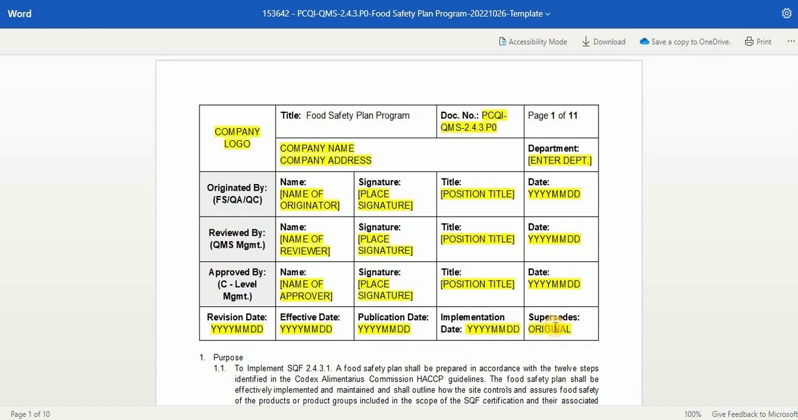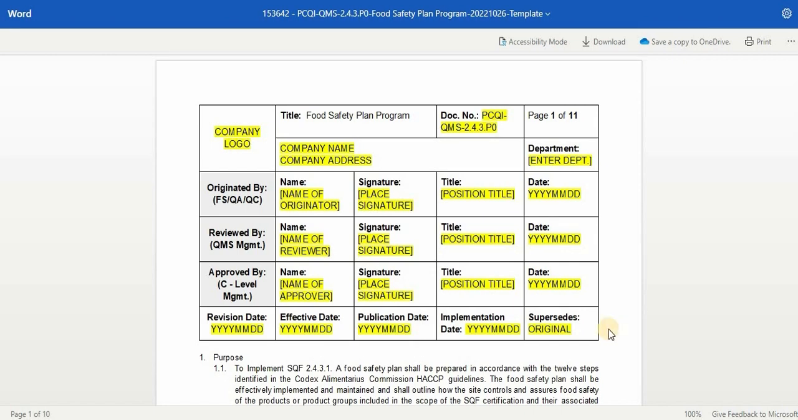For the supersedes, put original for the initial issuance of the document. For any revisions, reflect the initial revision date before the current revision. Please be reminded that this section must be properly filled out to be compliant.